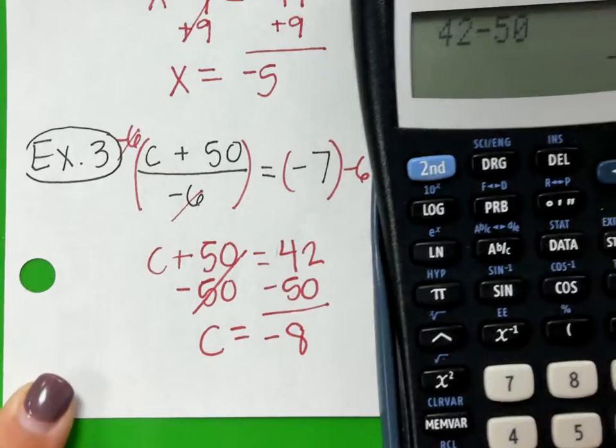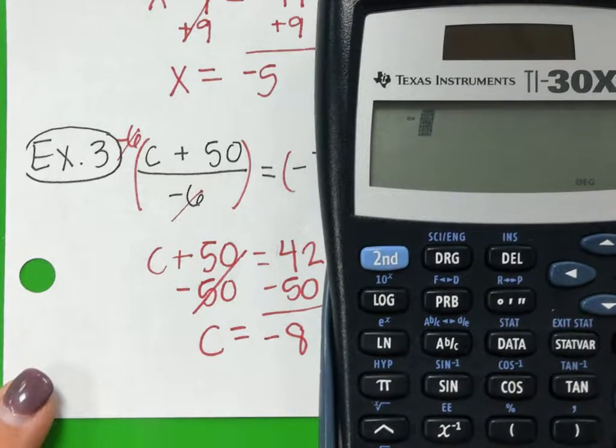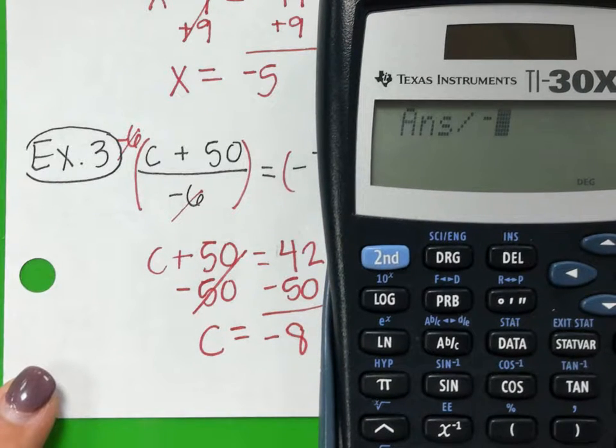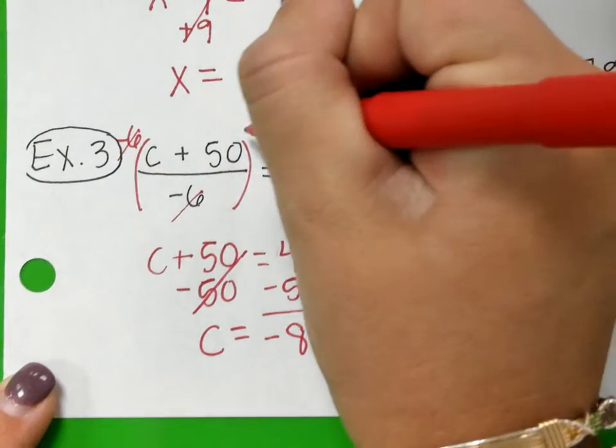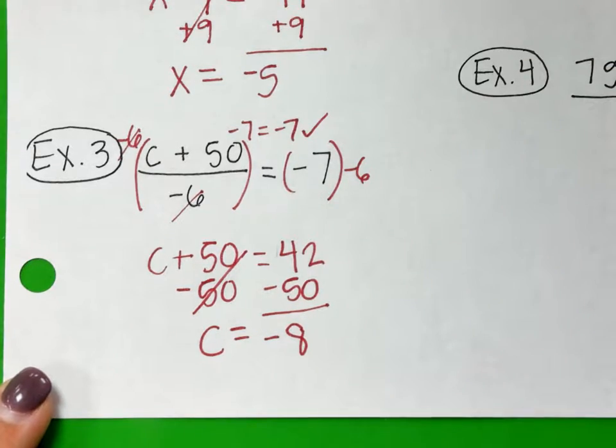All right, so if I'm checking it, that means I have negative 8 plus 50, which gives me 42. Divide that by negative 6, which gives me negative 7. Is that what the right-hand side is? It is. So that means it's correct. Negative 7 equals negative 7.